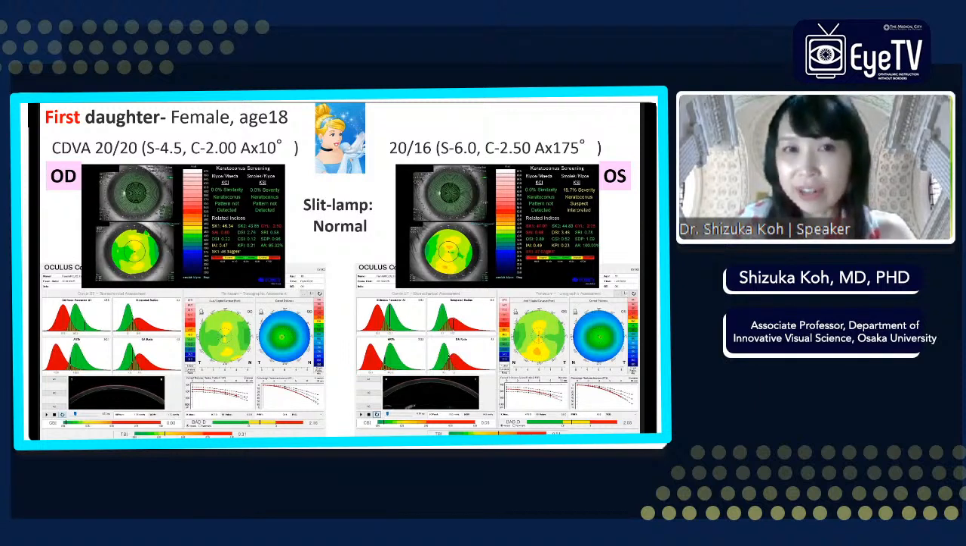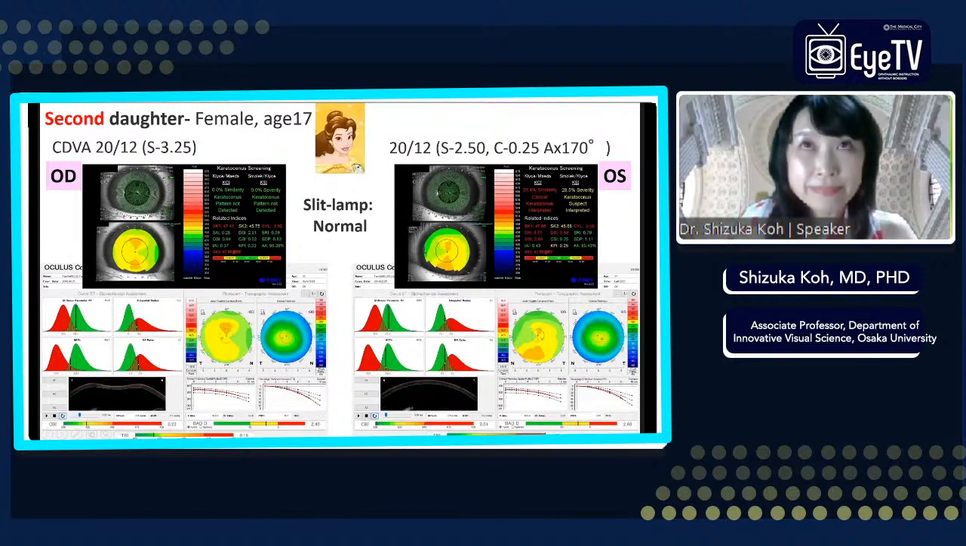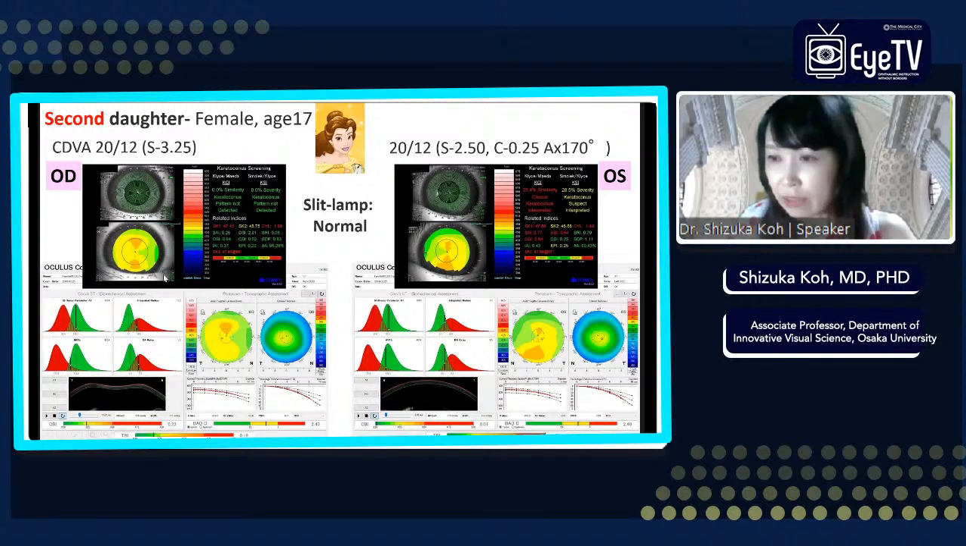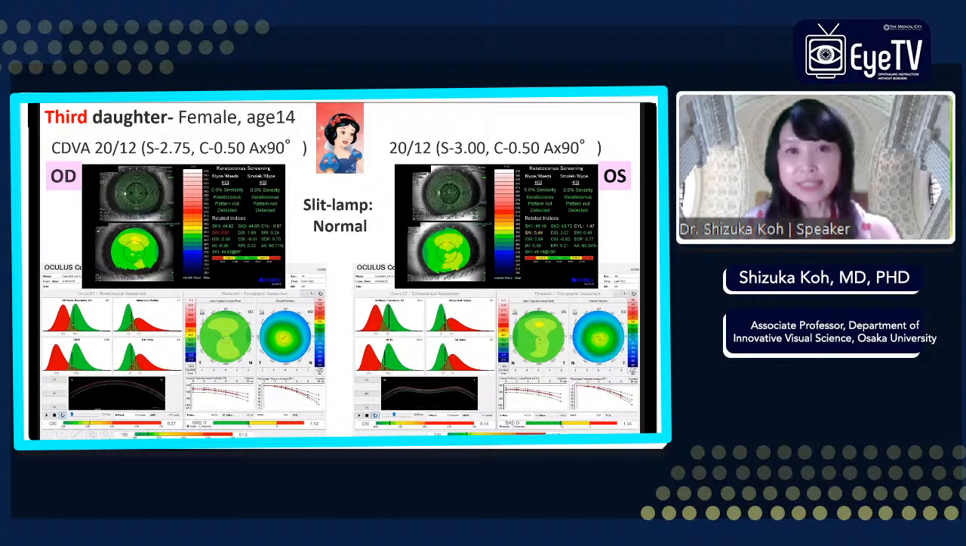So this is our first daughter. Based on the keratoconus screening program with Placido topography, this is the right eye and left eye. The first daughter had keratoconus suspect in the left eye, you can see. So this is the second daughter. With Placido topography, the right eye looks normal, but in the left eye, Placido corneal topography detected keratoconus. So this is the third daughter, which I showed just before.